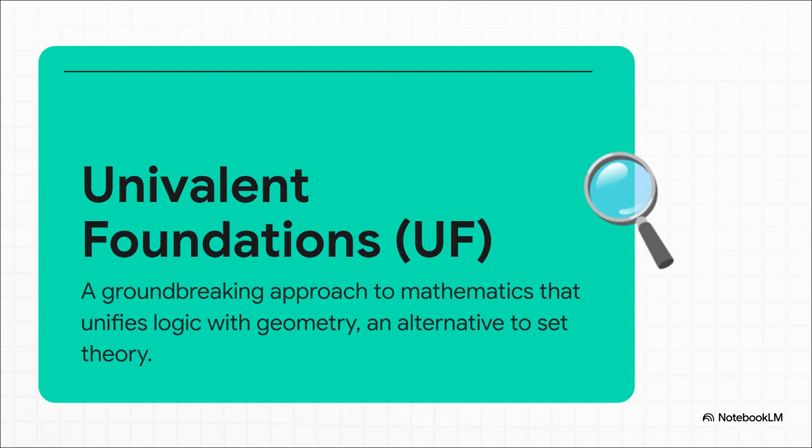And this is where Univalent Foundations comes in. You can think of it like a completely new operating system for all of mathematics. See, for more than 100 years, math has been running on this one system called set theory. And it's basically a language of collections and elements, like sorting everything in the universe into different boxes. Univalent Foundations is a totally different approach. It's a powerful alternative that does something incredible. It connects the cold, hard rules of logic with our gut feelings about shapes and spaces, with geometry.